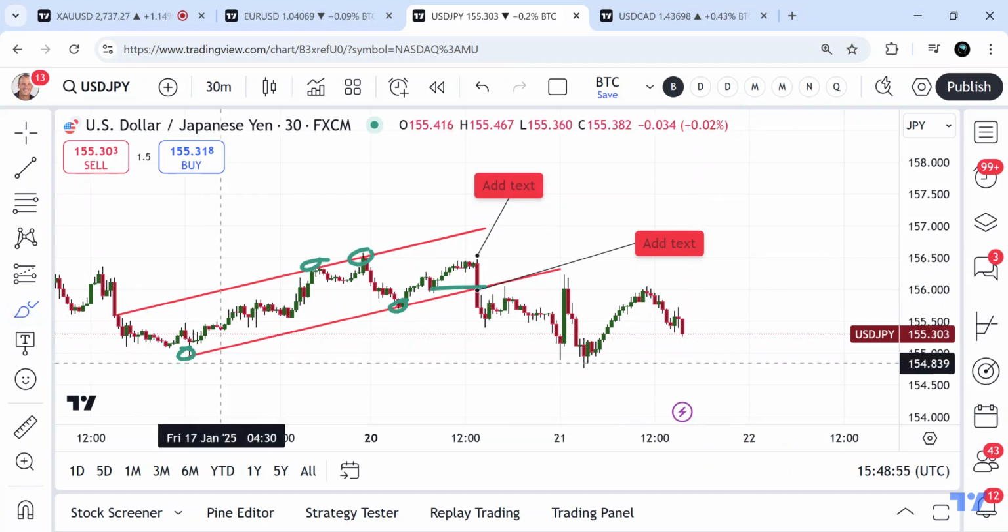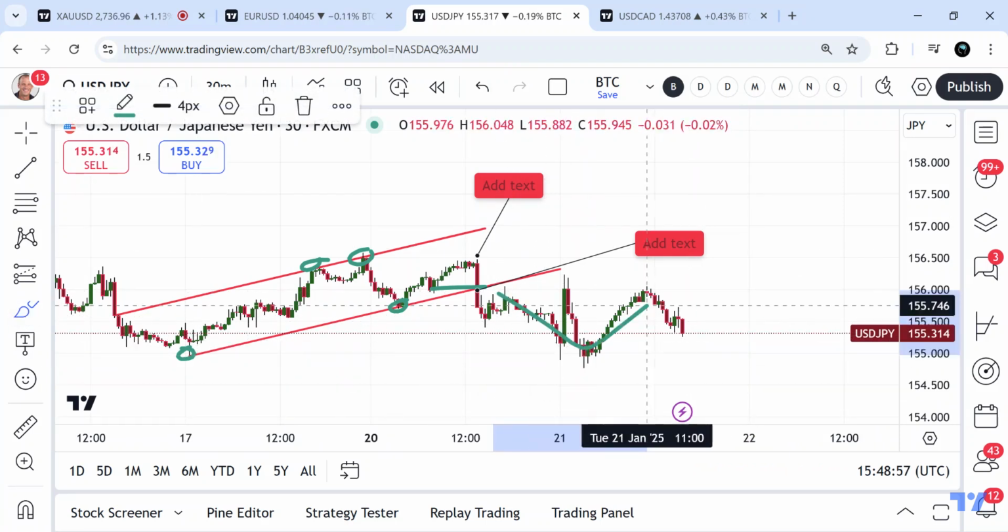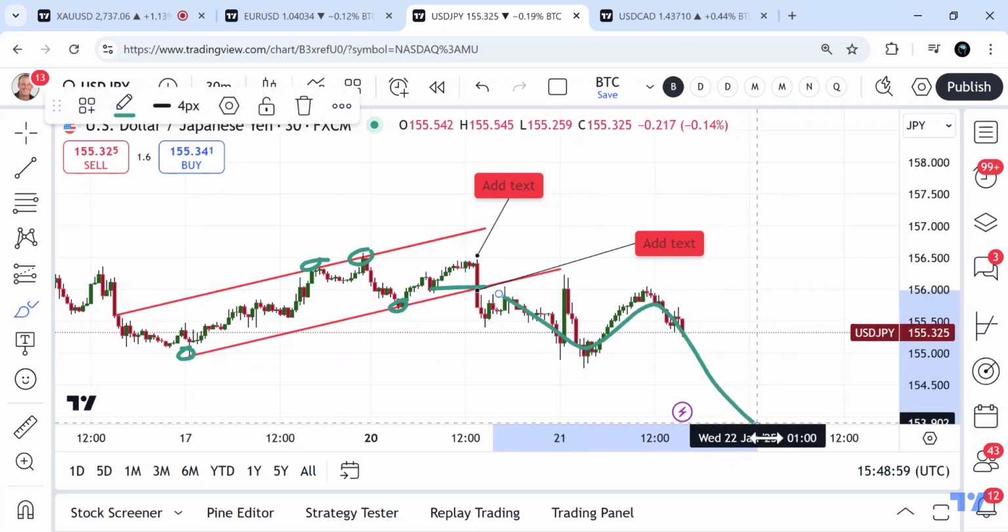And as we're seeing now, the market is driving down, possibly further down. That is an idea. We'll have to validate that in the future.